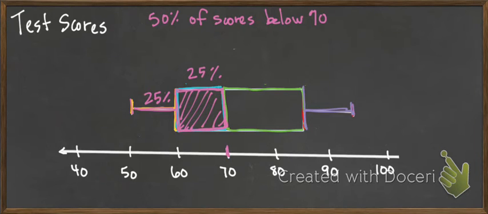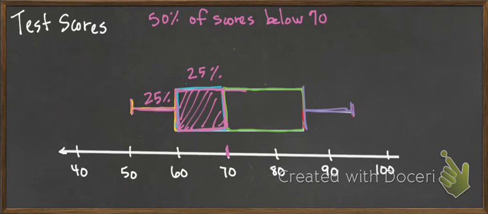And that's why we refer to this line in the box as the median, because this is the middle part. Below this red line is 25, and 25 is 50% of the data. And then above the red line is 25, and 25 is 50% of the data. So we call it the median.